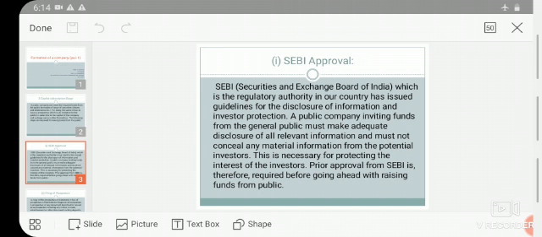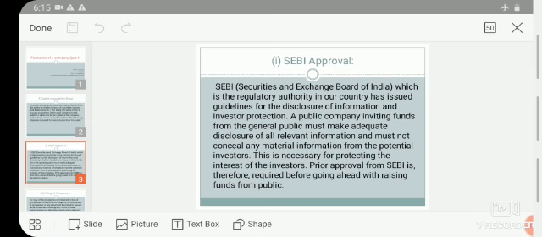That is the reason why, whatever information is provided by the company before SEBI to get the green signal, the company has to disclose all the relevant, material or significant information, and the company has to proceed according to that information. At any point of time the company should not hide the material information from SEBI. That is the first step.